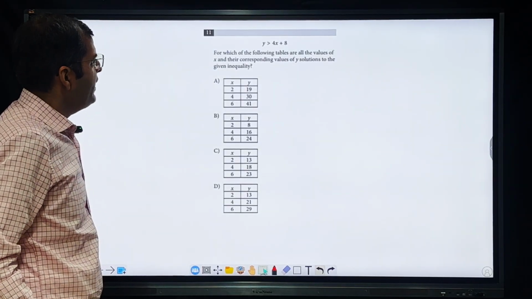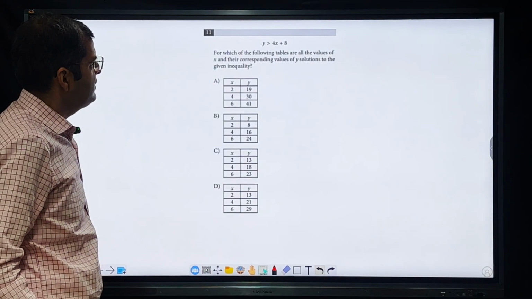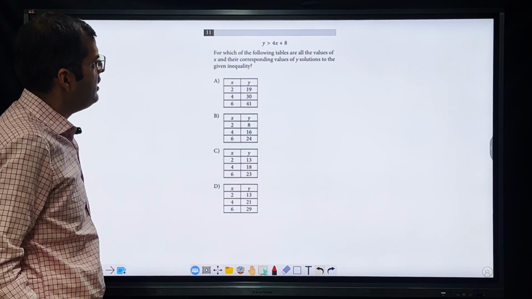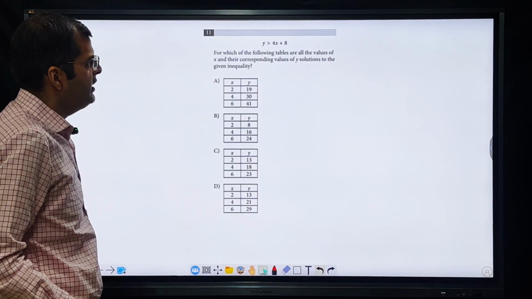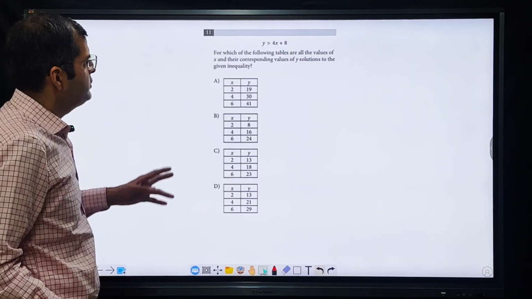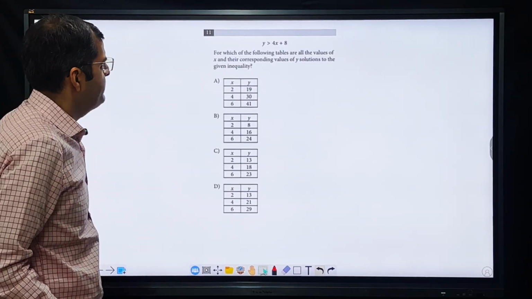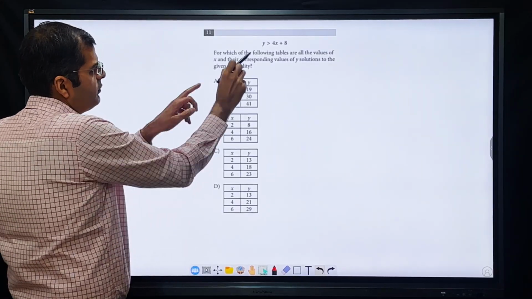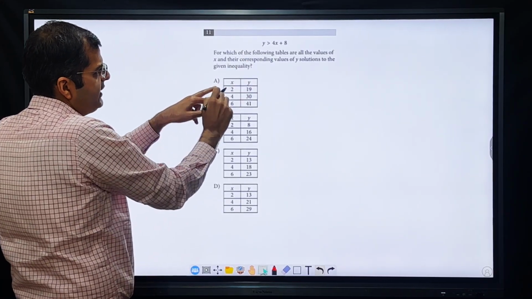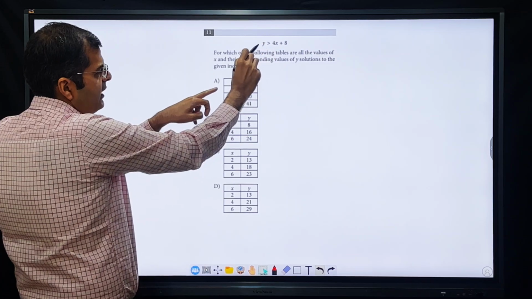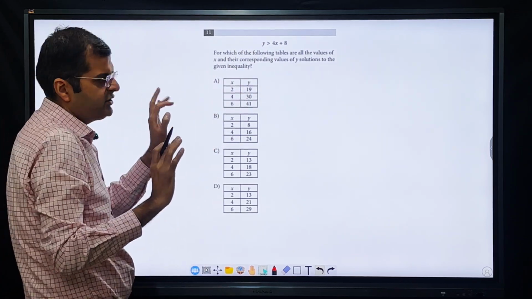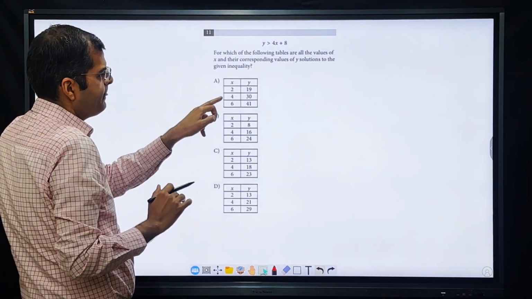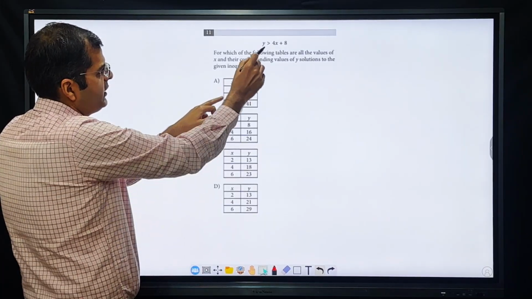Now this question says y is greater than 4x plus 8. Which of the following tables are all values of x and the corresponding values of y solutions to the inequality? So we'll look at each of them separately. So y has to be greater than 4x plus 8. When x is equal to 2, what is 4x plus 8? 4 into 2 is 8, 8 plus 8 is 16. And y is 19. 19 is greater than 16. So this satisfies here.